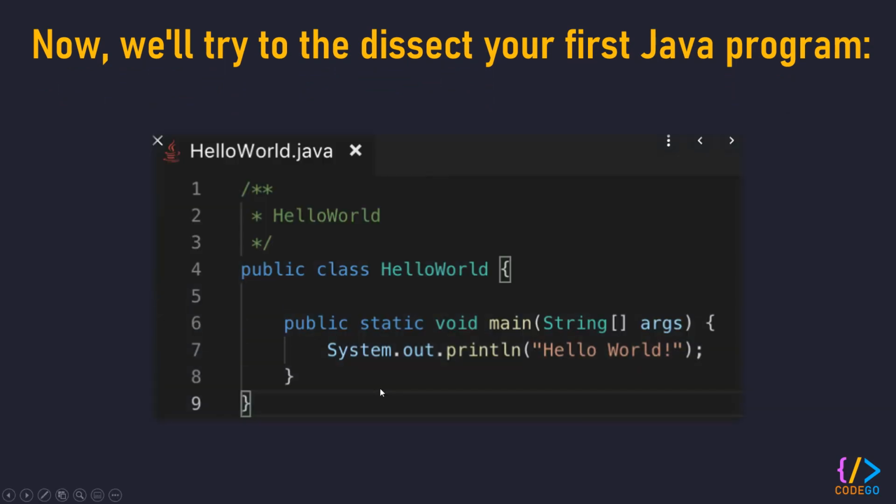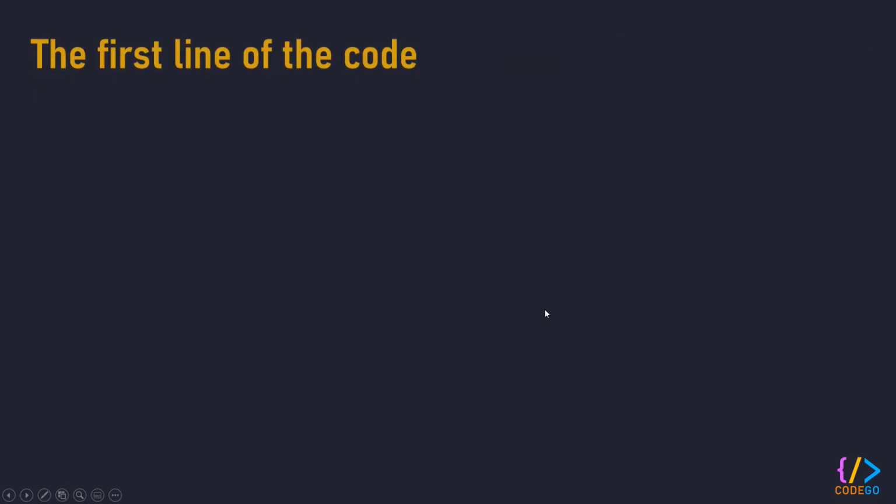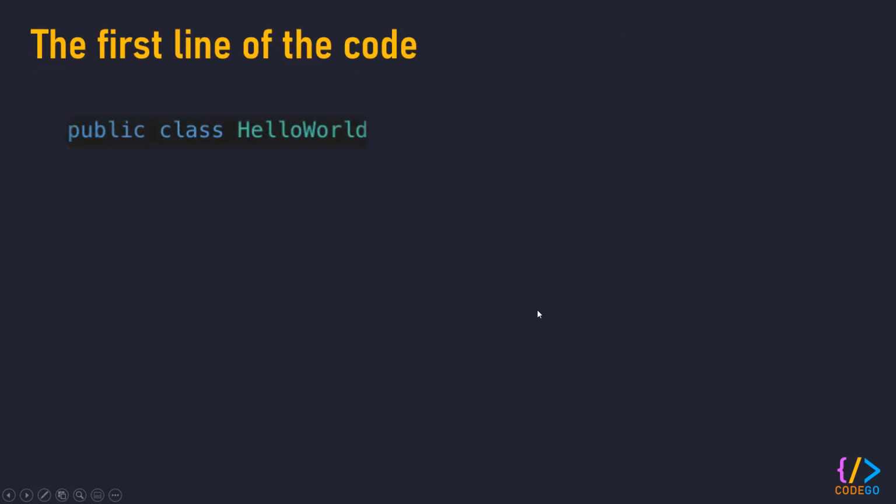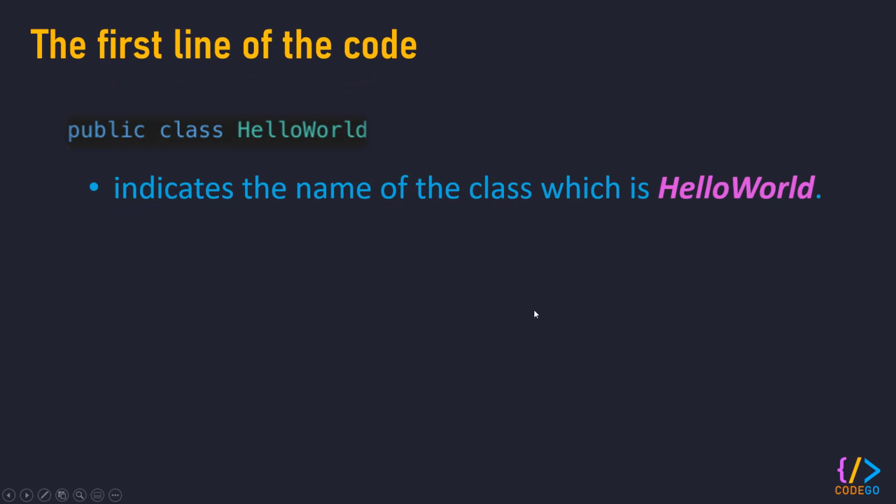Now we'll dissect your first Java program. During our previous video lesson, we created a simple Java application that will output Hello World. In order for us to understand how Java computer programs work, we need to understand how each line of code works in Java. The first line of the code, public class HelloWorld, indicates the name of the class, which is HelloWorld.